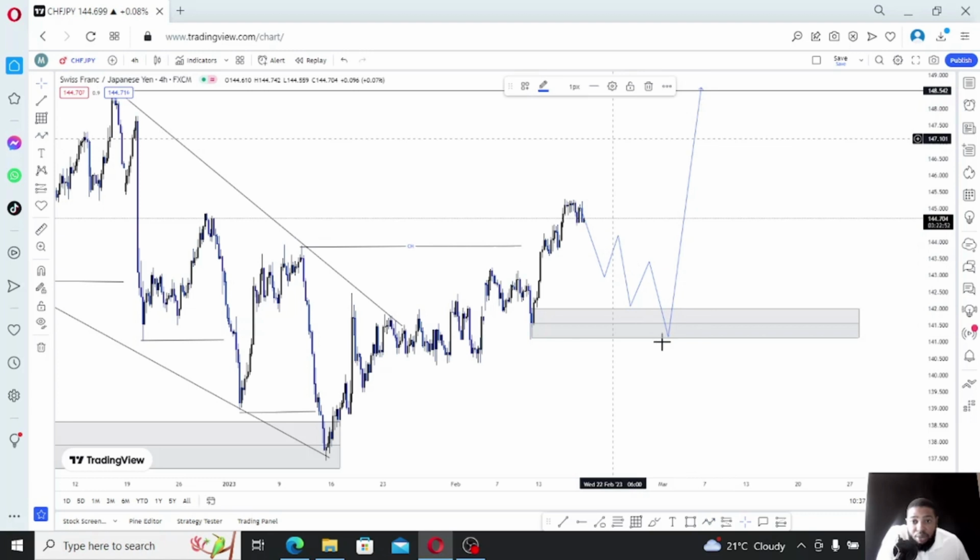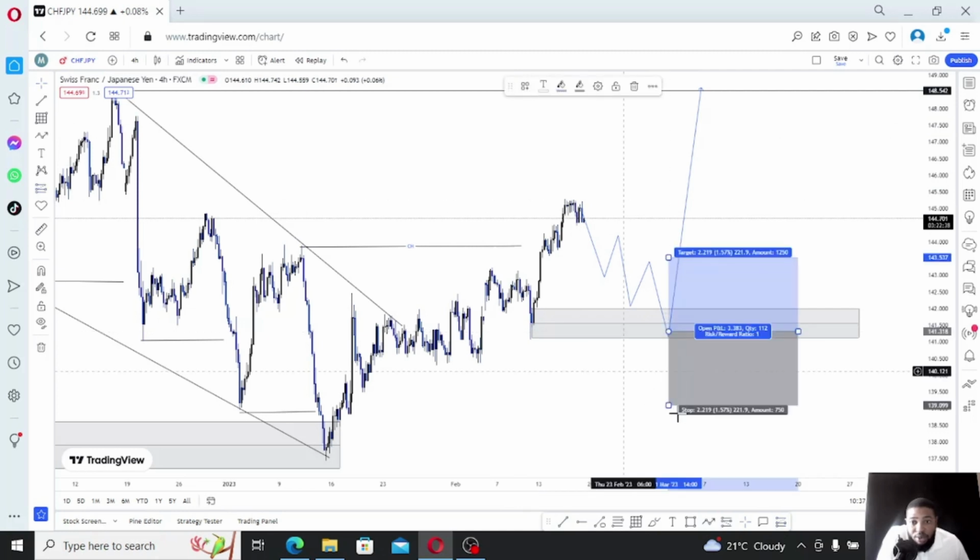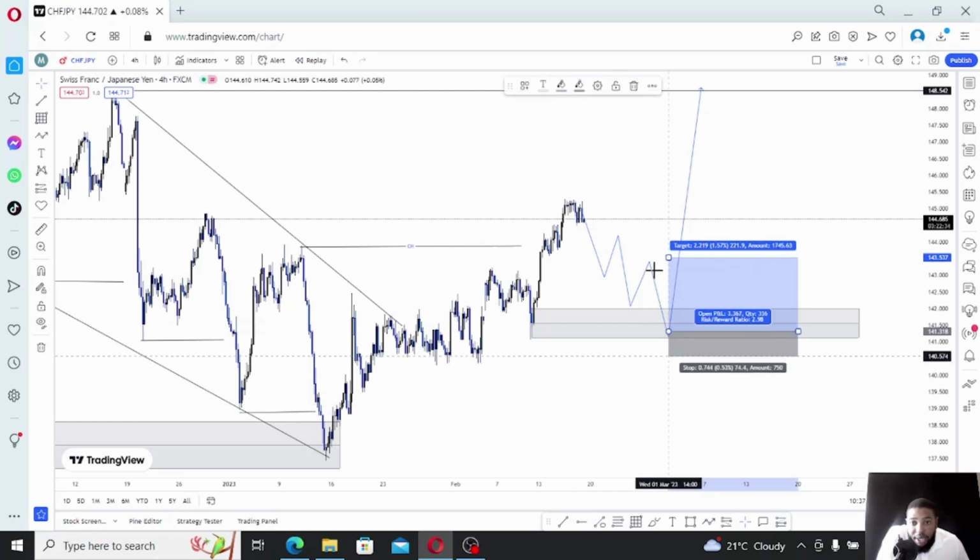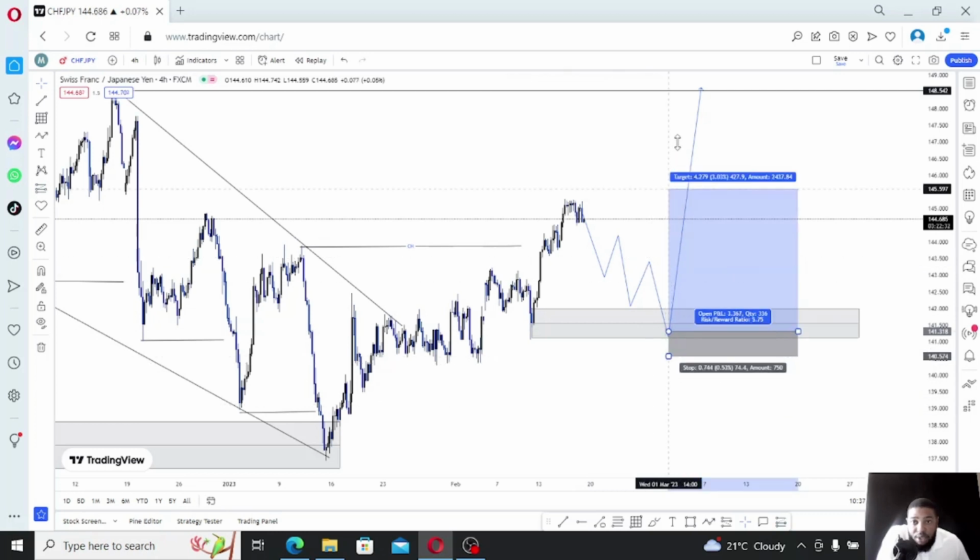Our overall target will be somewhere around those areas there. Should price pull back to these areas, we're going to be looking at this area for our first target, and then this will be our overall target. So this is my view on CHFJPY. It's looking really good. I'm looking forward to this one going into the coming week, because I don't think it will be ready for this week, because it's already Friday.